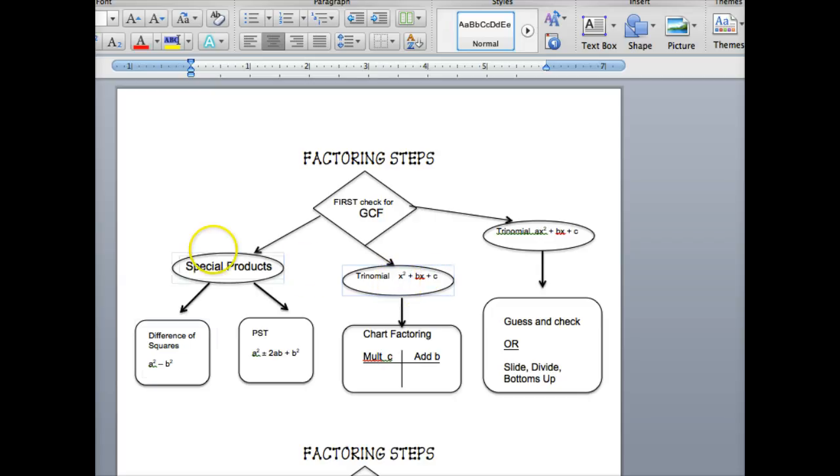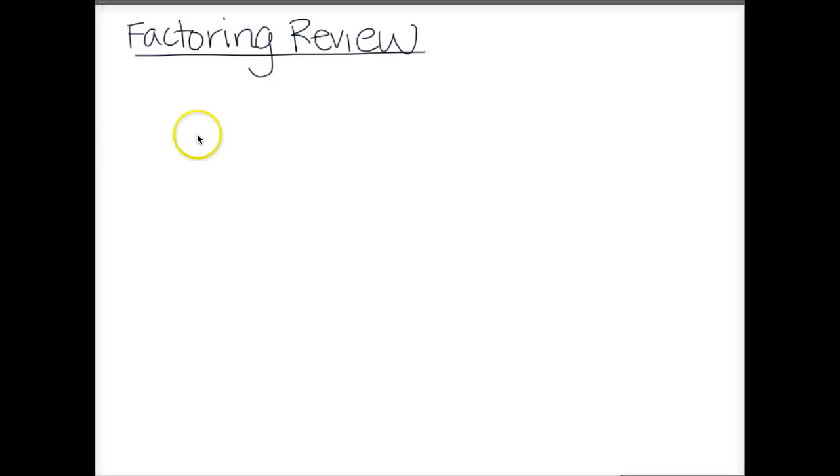Then if it's not a special product and it's of the form x squared plus bx plus c, then that's when we do our chart factoring and we look for what multiplies to the constant and adds to the coefficient of the middle term. If it's not a special product and it's not a plain x squared, it's some number in front of the x squared, then that is when we either do guess and check or the slide divide bottoms up method. So just going to pick a few of them, and we're going to start with number 2.